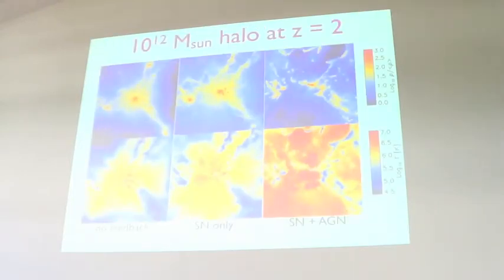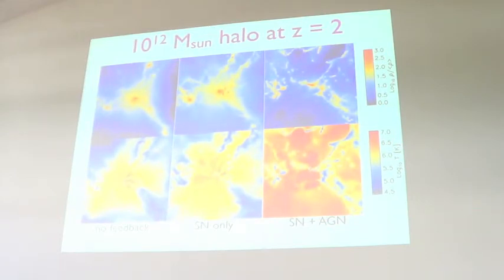So this is just an example of a 10 to the 12 solar mass halo at redshift 2. This is for our higher resolution simulation. You can see the same halo 3 times. On the top row you can see the density, and the bottom row shows the temperature. On the left it has no feedback, so there's just all the other thermal processes involved in galaxy formation. So this galaxy will have a much larger stellar mass because there's nothing preventing star formation.